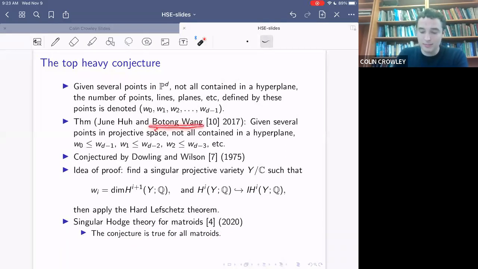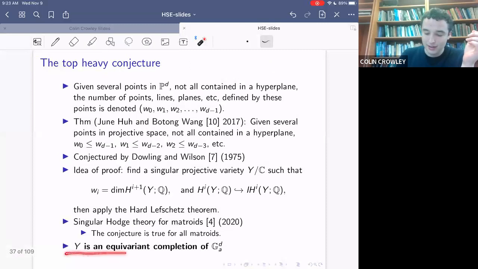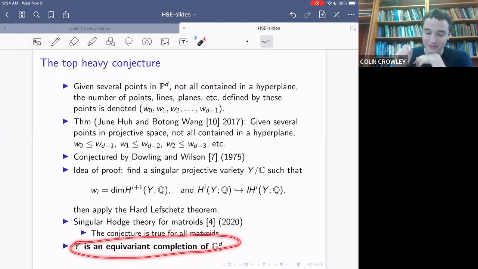Botong Wang is my advisor. And when he gave me a problem, he told me to study the structure of Y as an equivariant completion. So where this story makes contact is that this Y that was so crucial to this proof, and that is the model for one of the cohomology theories of a matroid, is an equivariant completion of G_a^d.